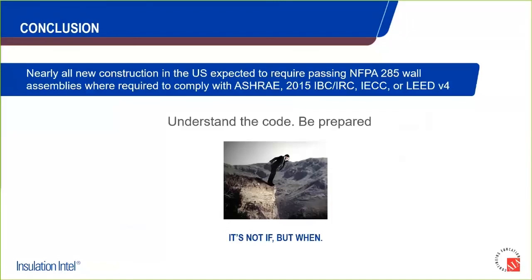So to sum up, that's kind of a lot to walk through, but nearly all new construction in the U.S. is expected to require passing NFPA 285 wall assemblies where they are required to comply with ASHRAE 90.1, 2015 IBC and IRC, the IECC, or LEED v4. So understand the code, be prepared for what's coming. It's not if, but when.